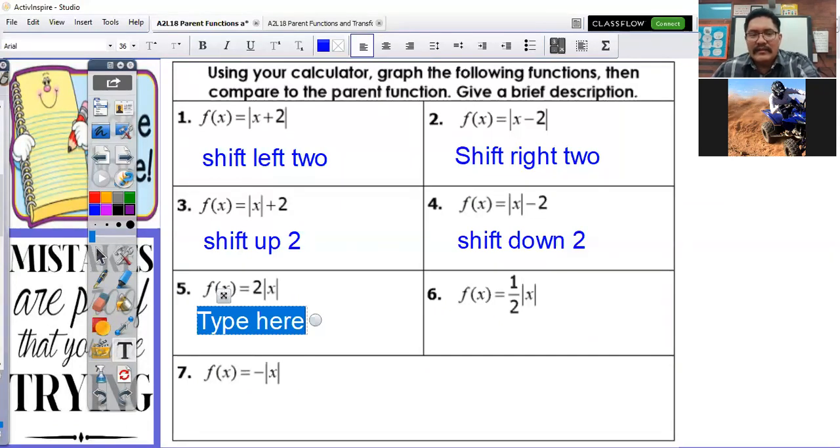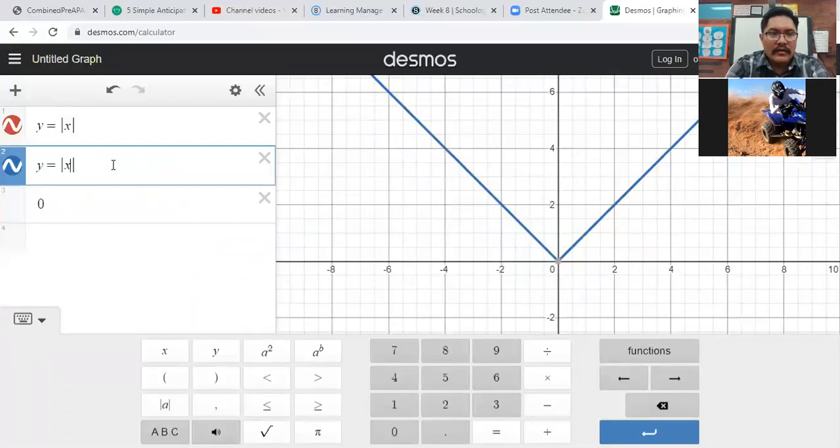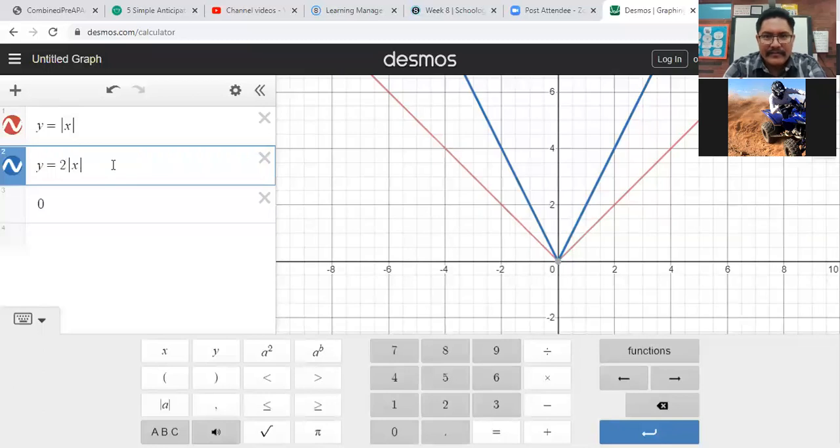So let's go ahead and just look it up. Go back to the graph. So 2 times the absolute value of x. So we're multiplying by 2 now. So go on over to the front, and we're going to put 2 in there, and here it comes. So now you can see what's going on. The graph is kind of narrowing. But what do we call that? Well, we don't call it narrowing.